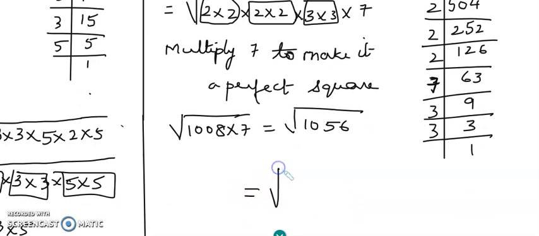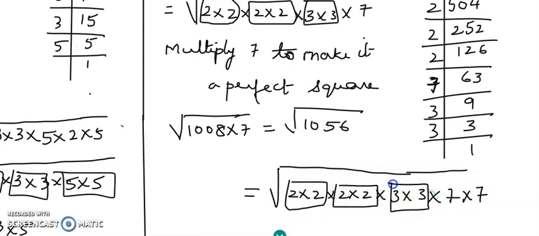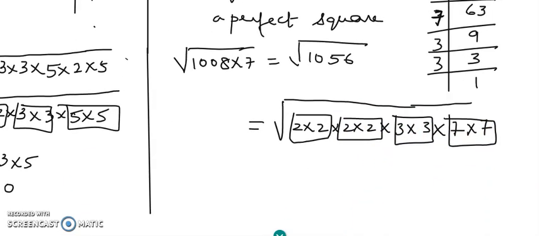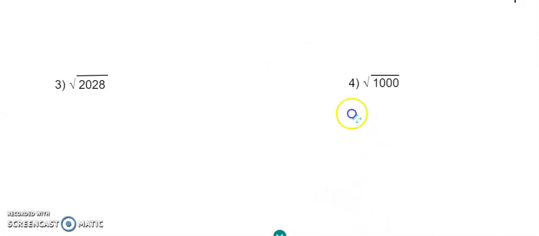So that will be equal to, already we found the factors from prime factorization for 1008, which is 2 times 2, then 2 times 2, then 3 times 3, and then 7 was already there. So one extra 7 we have inserted to make it a perfect square. So now let's make the pairs. Now let's take the factors out from the pairs. So it's 2, 2, 3, 7, which is 4 multiplied by 21, which is equal to 84. Hope I'm clear.